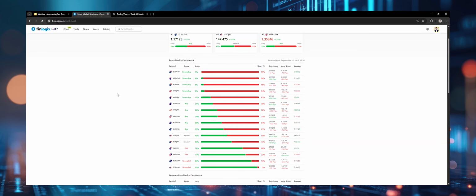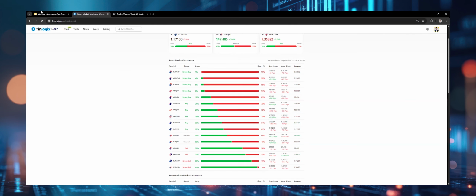It's quite easy to use and pretty straightforward. It gets updated every 15 minutes. The last update was at 4:30 p.m. here in Sydney, and it's very intuitive. If you look at colors, red is sell, green is buy. So what we want to do is be in the trade that has the minority.